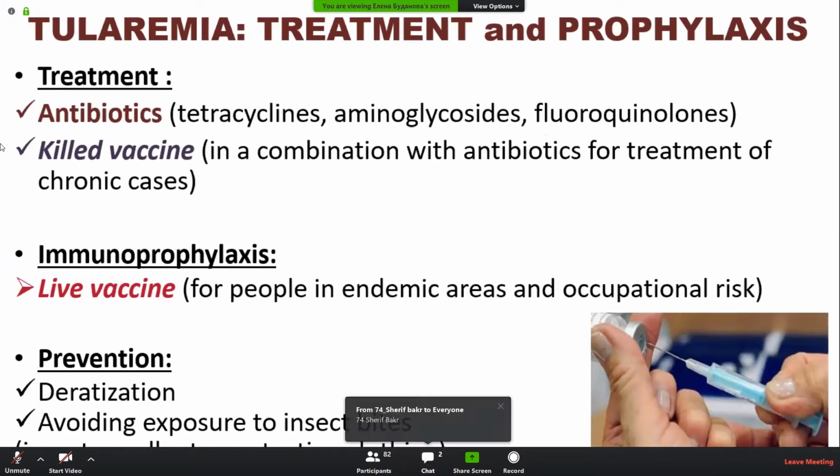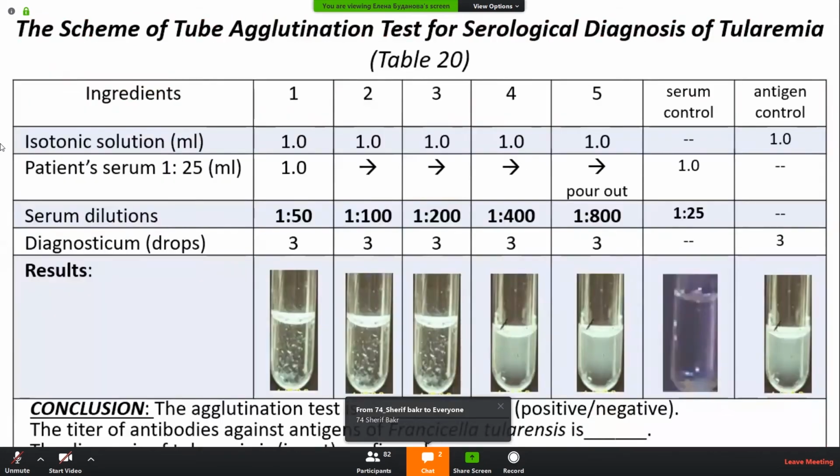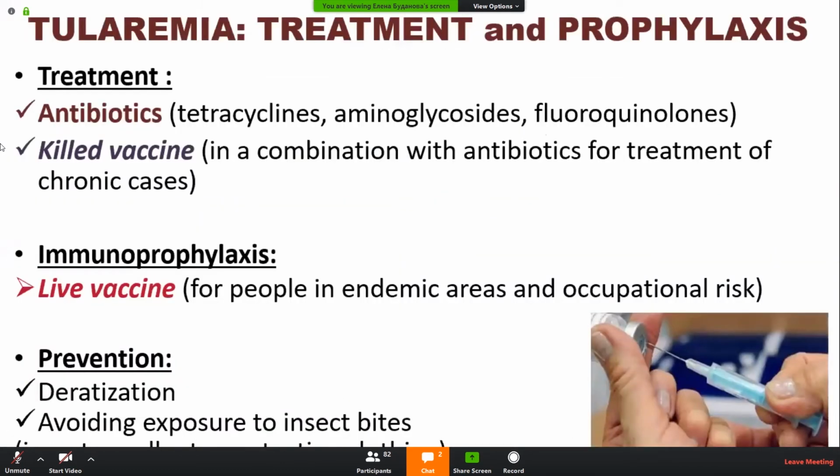Questions on tularemia? Did you draw the result of the agglutination test? Yes. Let us move on to brucellosis.